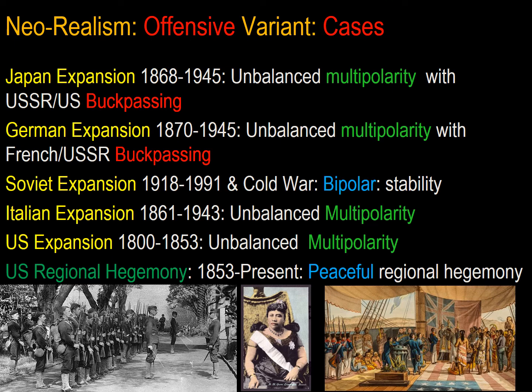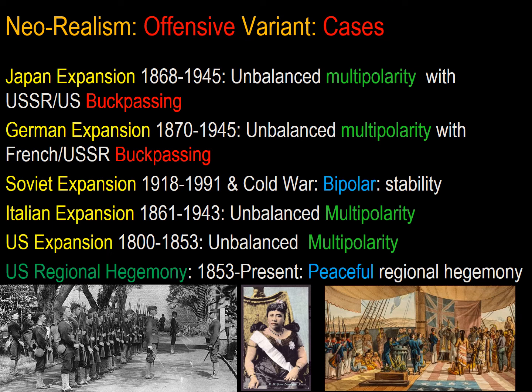And the French and the Soviet Union buck-passed against each other, which gave Germany plenty of room to achieve a higher level of power, although ultimately it couldn't defeat both states. There were attempts at Soviet expansion between 1918 and 1991 during the Cold War, and this was a bipolar environment. Therefore, there was stability. There was less buck-passing, and consequently no war.